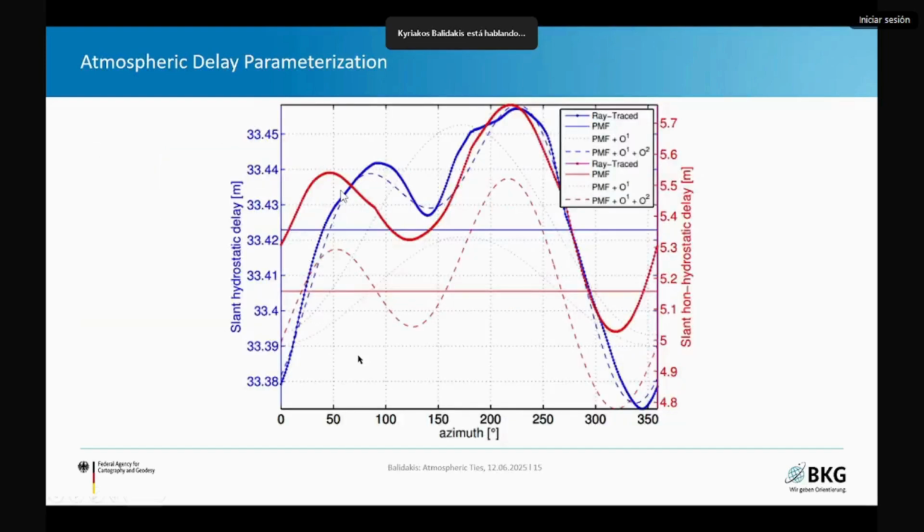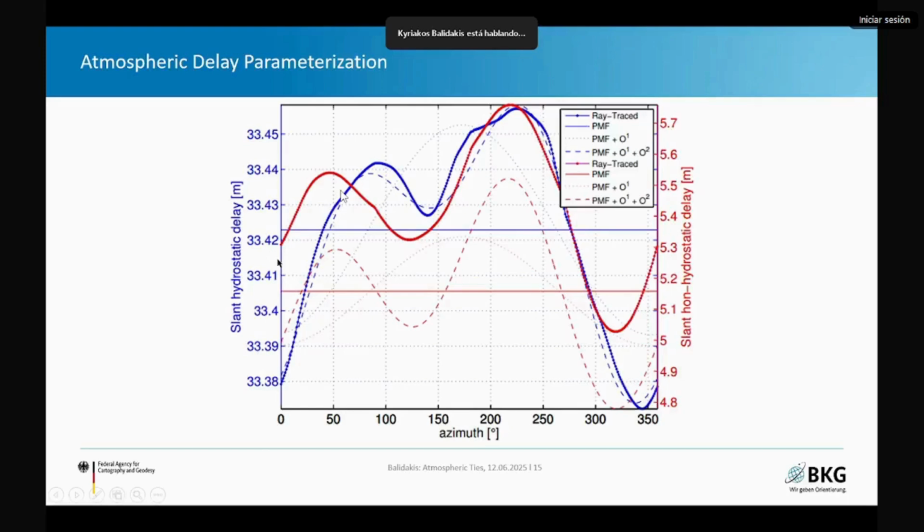So the parameterization is extremely important. Please try to follow me in this graph. This is a snapshot of the atmospheric delay at one random station at one epoch. The horizontal axis is the azimuth, from 0 to 360 degrees, and the vertical axis is the slant delay at a very low elevation angle.